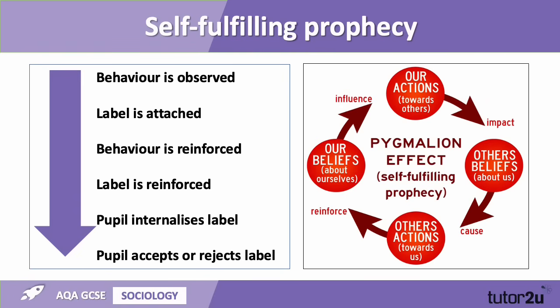However, it also works the other way when pupils have negative labels attached to them based on teacher stereotypes and expectations, which is shown on the screen. So let's have a quick look at that. So behaviour is observed, a label is attached, behaviour is then reinforced, that label is reinforced, the pupil internalises that label and they can either choose to accept or reject that label. If the pupil accepts that label and performs according to expectations, this is referred to as that self-fulfilling prophecy.